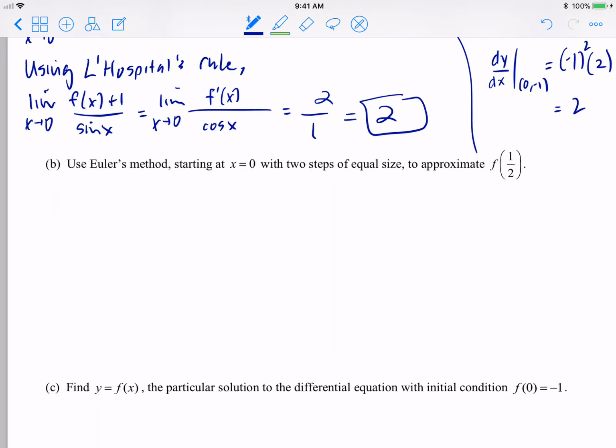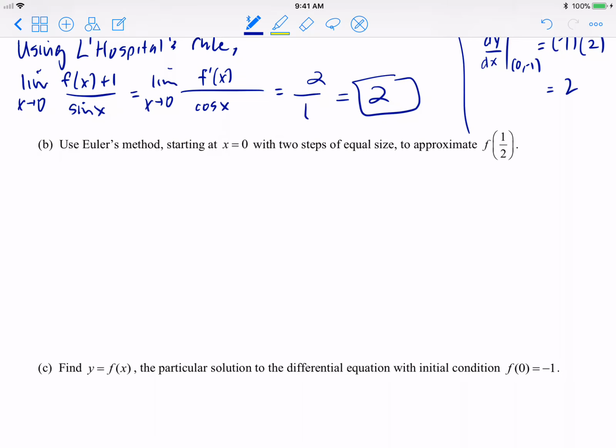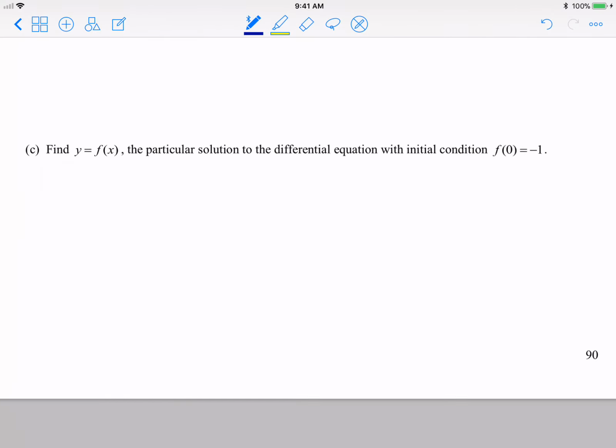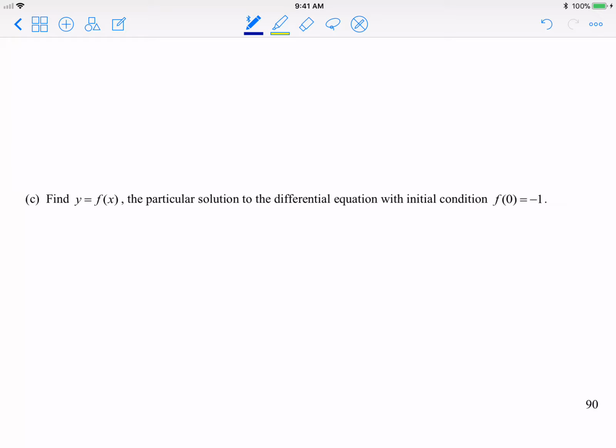Okay, we're going to skip part B for just a second and come back to that after I talk to you more about Euler's method. And we're going to move to part C here for just a moment. So we're going to actually find y equals f of x, which is the particular solution to the differential equation with the initial condition f of 0 is -1.